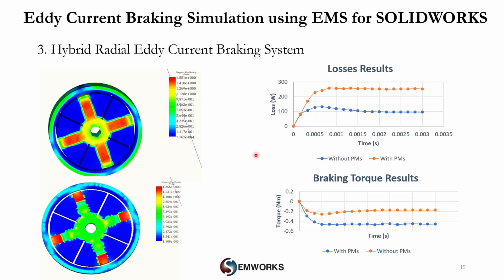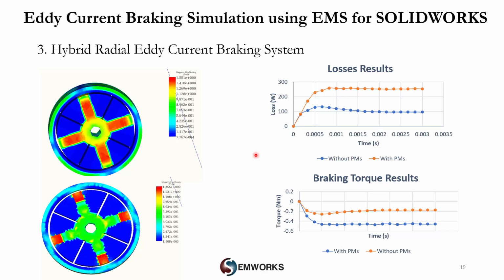Another scenario that can come to our mind: what if we deactivate the magnets? What is the difference in terms of power and braking torque? So let's try to answer these questions. First, we need to switch the magnets into steel. We change the material of the magnet into steel.